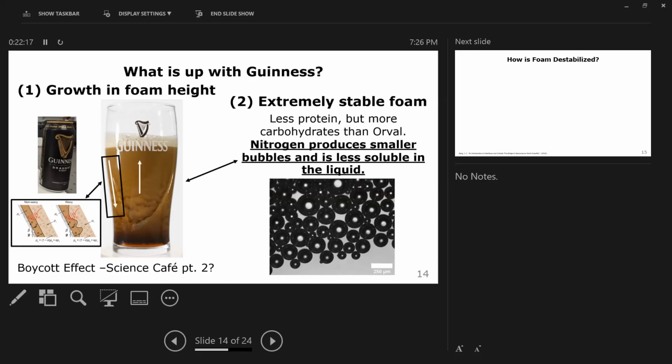So, the more important thing here, though, is that Guinness is pumped, or it's poured with nitrogen instead of CO2. Nitrogen produces typically smaller bubbles that are less soluble in the liquid, and as a consequence, that's one of the big reasons why you get this very stable gas.